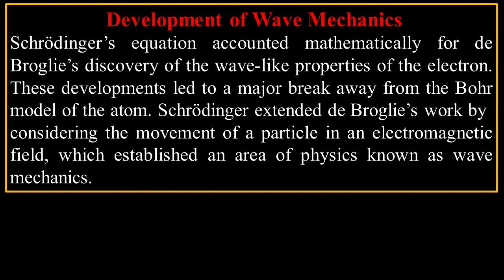Schrodinger's equation accounted mathematically for de Broglie's discovery of the wave-like properties of the electron. These developments led to a major break away from the Bohr model of the atom. Schrodinger extended de Broglie's work by considering the movement of a particle in an electromagnetic field, which established an area of physics known as, wait for it, wave mechanics.